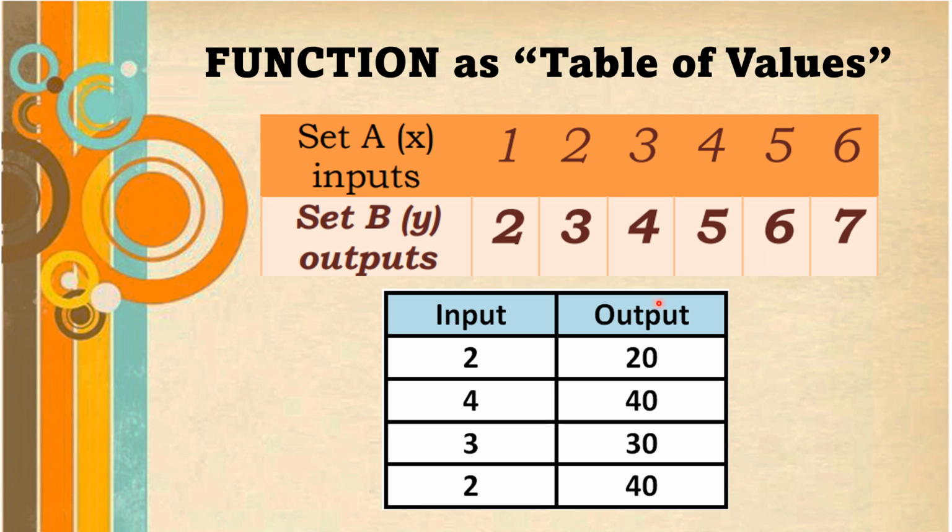Now let's proceed to the second one. In this table, the input is in the first column and the output is in the second column. Let's check the numbers in the input. We have 2, 4, 3, and 2. As you can see, 2 is repeated. It is partnered to 20 and 40. Therefore, this table of values is not a function.